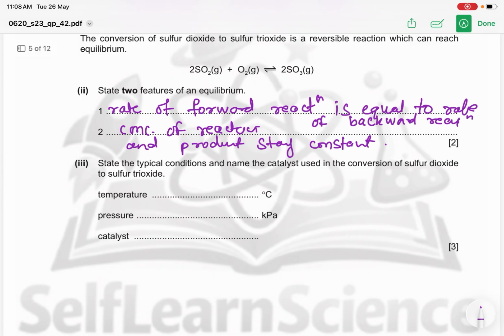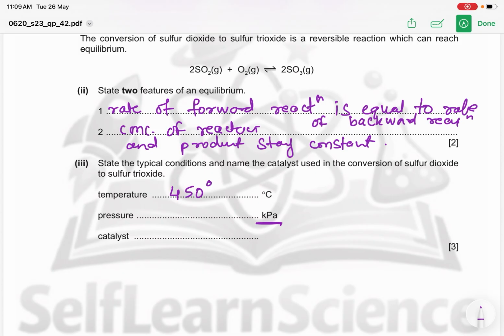Next, state the typical conditions and name of the catalyst used in the conversion of sulfur dioxide to sulfur trioxide. You should always revise the reaction conditions of the Haber process and the contact process. Many times these questions are asked as they are. The temperature for both processes is the same, which is 450 degrees Celsius. In the case of pressure, you have to always see which units are given, whether it is atmospheric pressure or kPa, that is kilopascals.